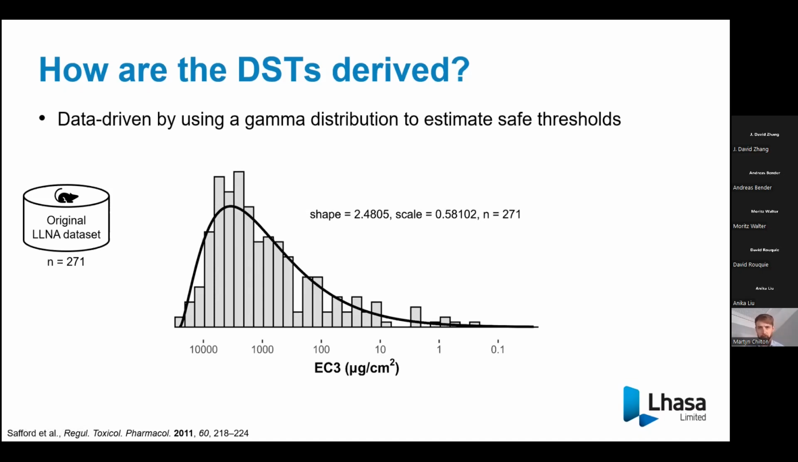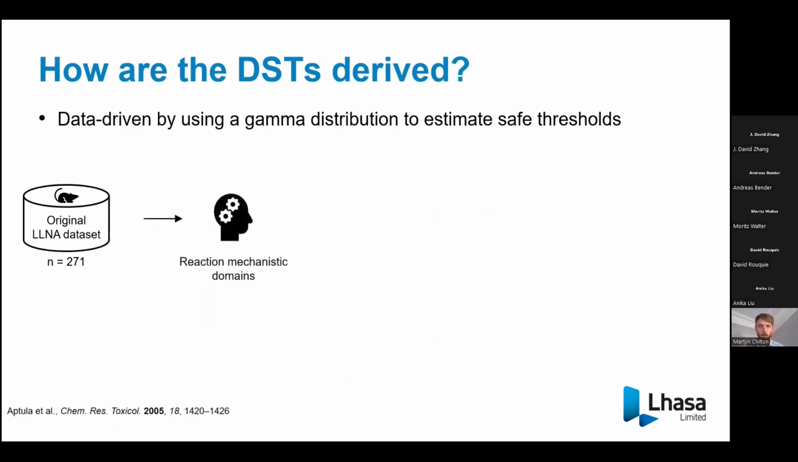The advantage of being able to fit a distribution to this data is you could then start pulling out percentiles from that distribution. And that's the general principle behind a TTC. If you pull out, for example, the 95th percentile, you can start making some probabilistic calculations to say, well, based on all chemicals that have been tested, it's very likely that the potency isn't going to be more severe than this value, this 95th percentile, for example. The other key thing that was needed for determining the DSTs was an idea of a chemical's reactivity.